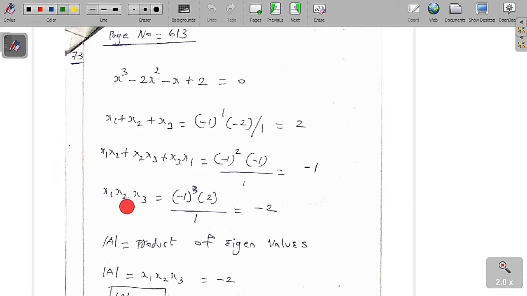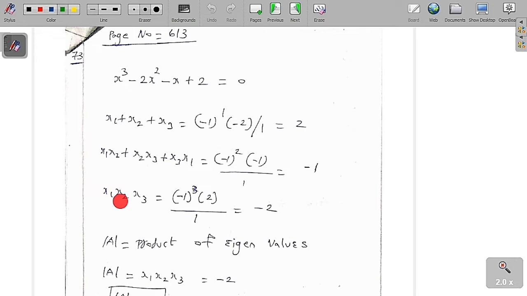The last one is x1 x2 x3, so you are taking 3 roots: minus 1 to the power of 3, into the coefficient of x to the power of 3 minus 3, which is x to the power of 0. The coefficient of x to the power of 0 is 2, divided by the coefficient of x to the power of 3, which is 1, so you are going to get minus 2. This is a general formula that you always have to remember. x1 x2 x3 is the product of the roots.